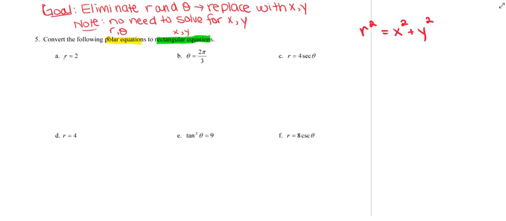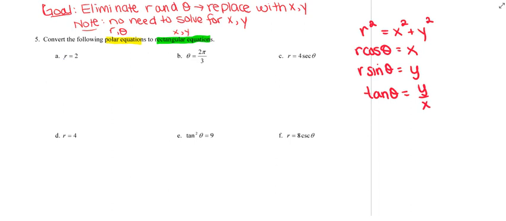I can replace any r cosine theta with an x, because in the last video we learned that x was equal to r cosine theta. I can replace any r sine theta with a y, and I'm able to replace any tangent theta with its equivalent y over x. So again, I'm using those same exact four identities, just in a different order.